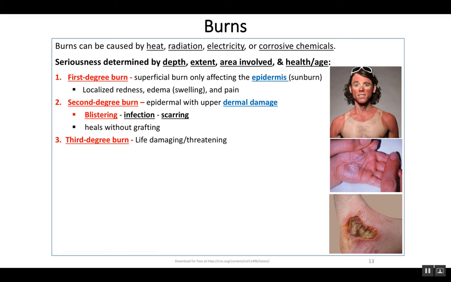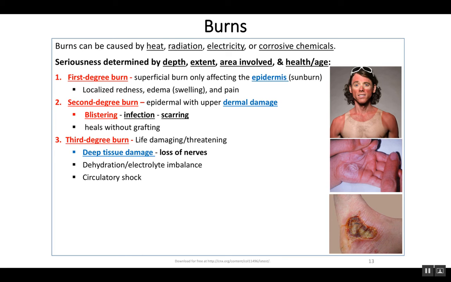Third degree burns are the most life-threatening. Deep tissue damage, complete destruction of the nerves in the skin, dramatic dehydration and electrolyte imbalance, which can possibly lead to circulatory shock. So by far the most dangerous situation with burn victims is severe dehydration. Obviously, we're still concerned about infection. And typically we have to replace that lost skin using skin grafts. Skin grafts are an area of a lot of new research to develop better ways to replace that lost skin.